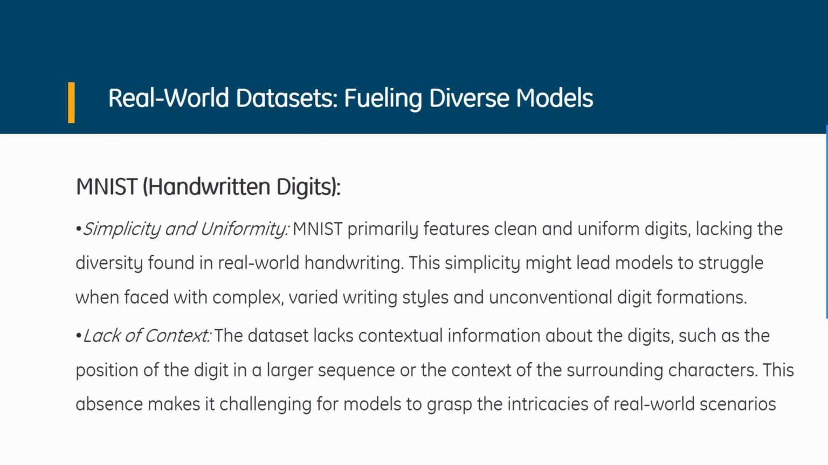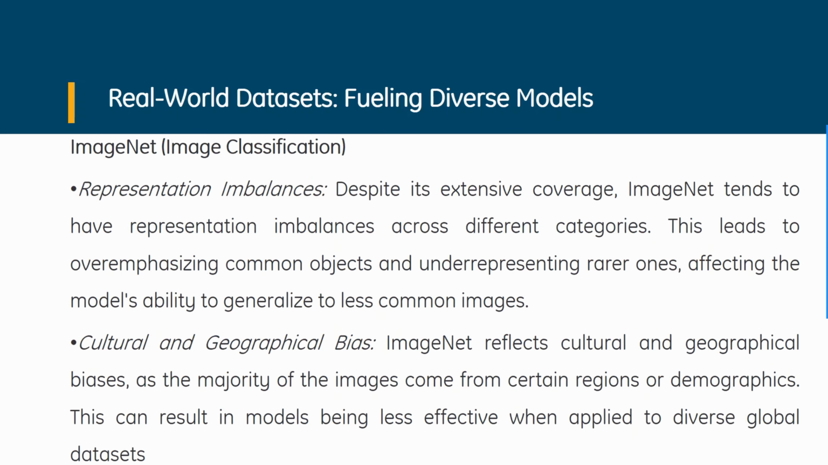Then we have lack of context. The data set lacks contextual information about the digit, such as the position of the digit in a larger sequence or the context of the surrounding characters. This absence makes it challenging for models to grasp the intricacies of real world scenarios.